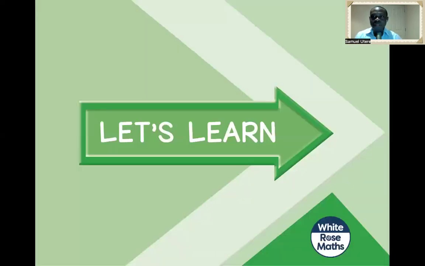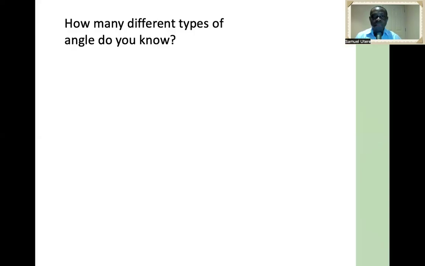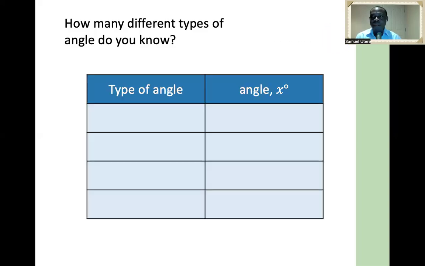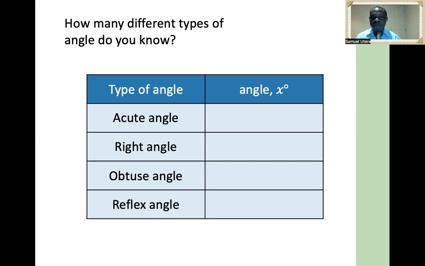Okay, let's do a new learning for this lesson. If I ask you how many different types of angles do you know, what do you think? Well, I'm sure you've thought about it and you may have mentioned some of these. Okay, so I'm going to show some angles, the names, and the degrees, and what boundaries those degrees should be within. So you have acute angles, you have right angle, you have obtuse, and you have reflex.